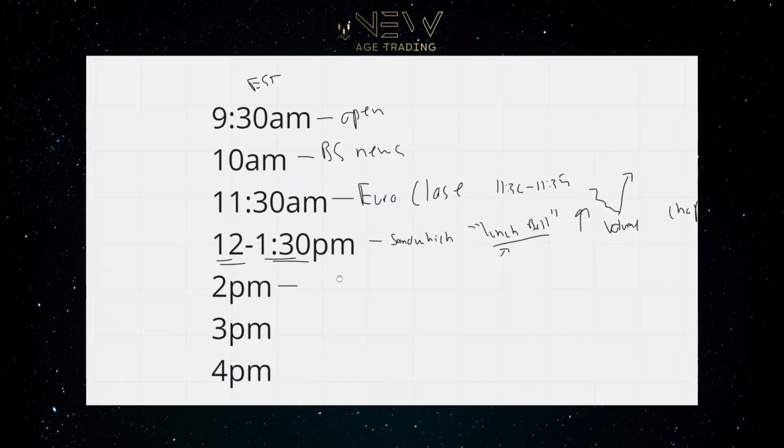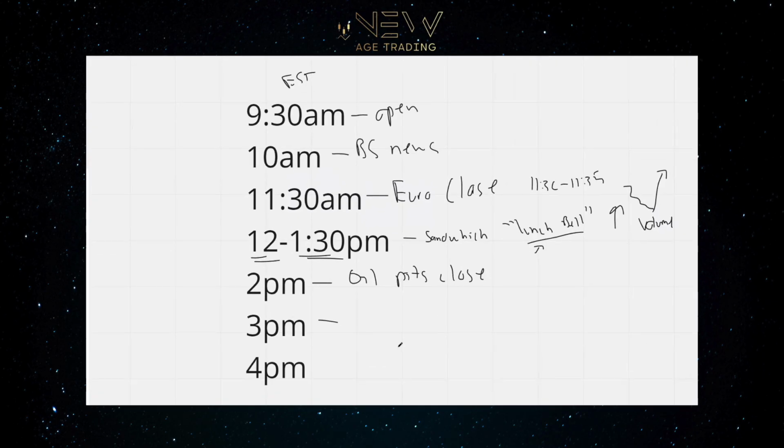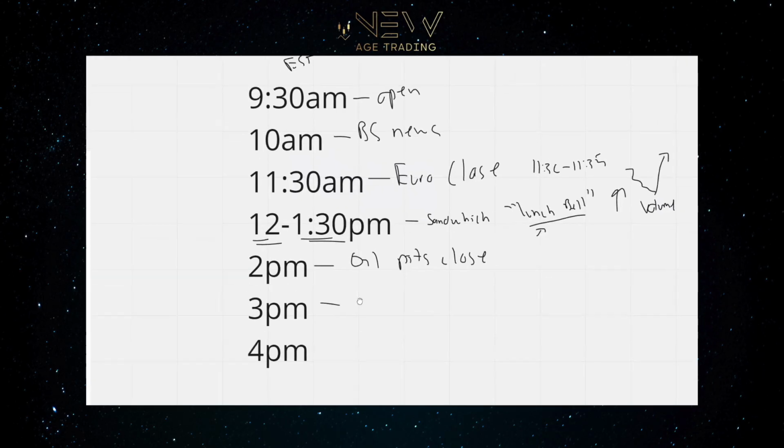What happens at 2 p.m. every day in the stock market? Nope. Oil pits close. What happens at 3 p.m. every day? Power hour? Yeah, but why is it power hour? We can write power hour, sure, but what actually happens at 3 p.m. every day? From 3 p.m. to 3:15, the bond market closes.